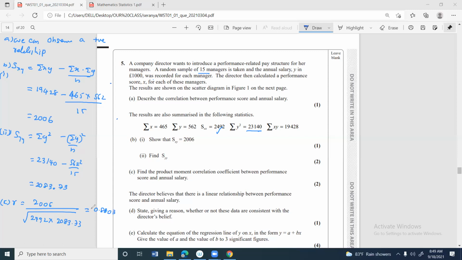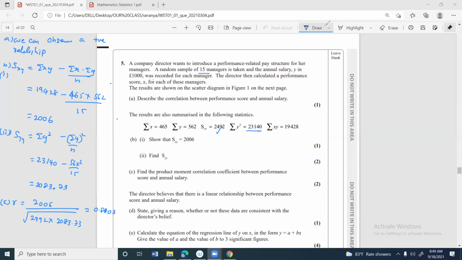So you have a strong relationship. It has a strong positive relationship. The director believes that there is a linear relationship between the performance score and the annual salary. Give a reason whether or not this is consistent with the director's belief. Yeah, exactly, this tallies with the director's belief. What is the reason for it?